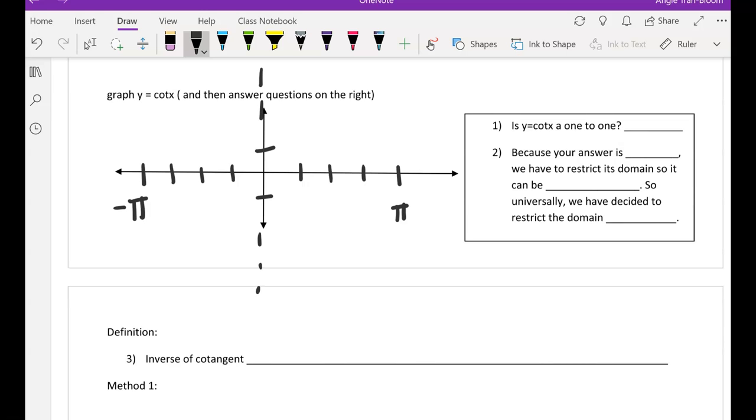Cotangent at pi over 4. This one goes to Ruby. What is that, hun? If you're not sure, consult with your team. This is teamwork. One. Perfect. Cotangent at pi over 2.